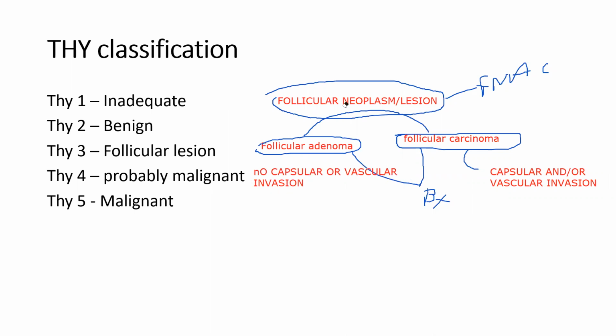But FNAC can only tell if it's a follicular neoplasm or a lesion. FNAC cannot differentiate between follicular adenoma and follicular carcinoma. To differentiate between follicular adenoma and carcinoma, you need to do a biopsy. Okay, so I'm telling this now because the management of follicular adenoma and follicular carcinoma is different. So just keep this in mind for now.